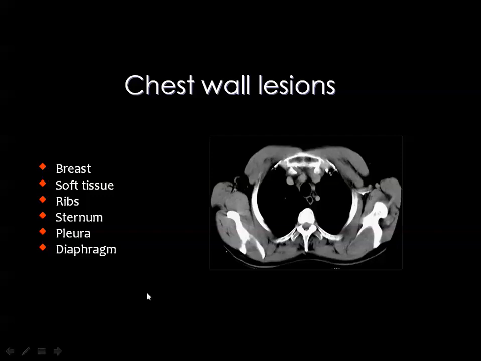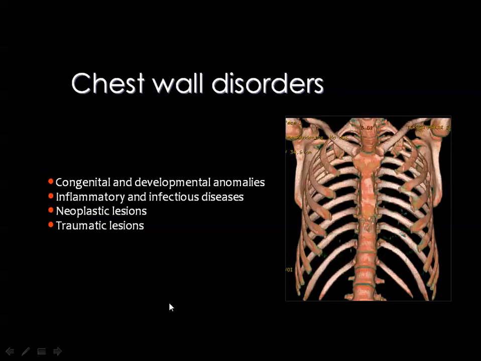Then the chest wall is composed of the ribs, as you all know, some of the muscles, other soft tissues, the breast, as well as the diaphragm. Actually, lesions of the diaphragm will not be discussed here, and I hope I can cover this part in the abdominal imaging sector. Then we'll deal with the chest wall disorders from these points of view.